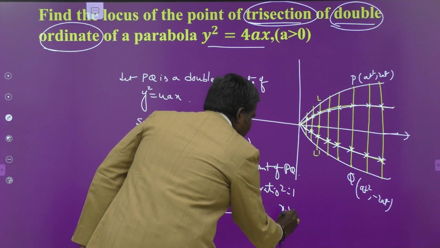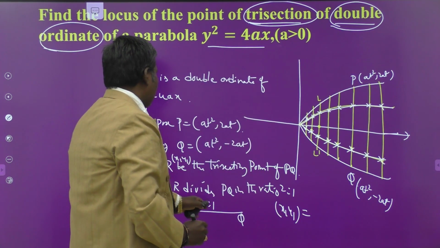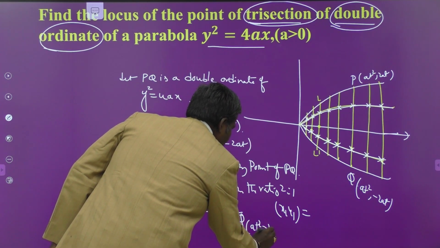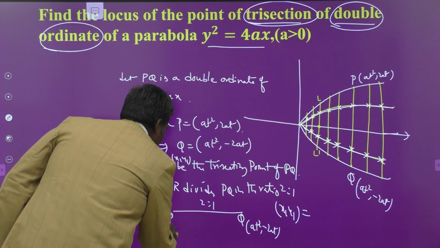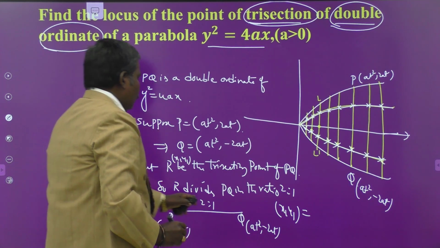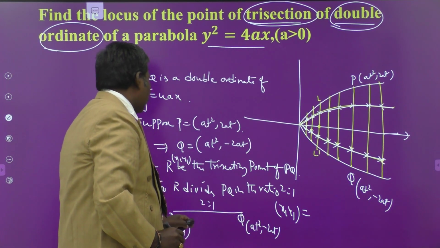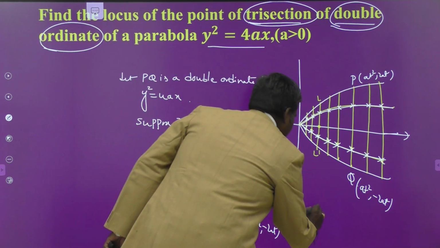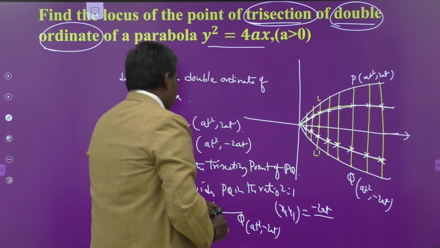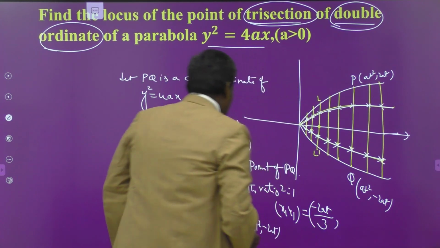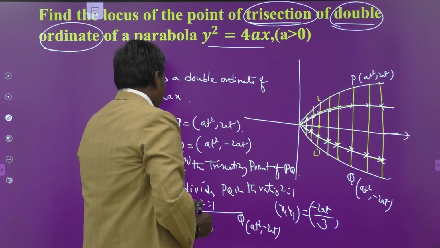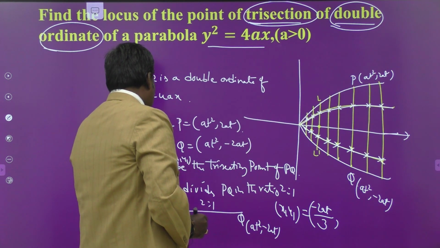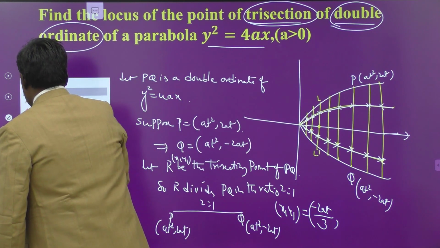So what about x1 comma y1 originally? x1 comma y1, 2 into minus 2at. This is at square comma minus 2at, and this is at square comma 2at. 2 into minus 2at plus 1 into 2at. What is that? Minus 4at plus 2at, minus 2at, by 2 plus 1, 3. One minute.